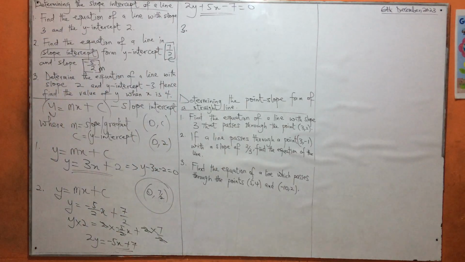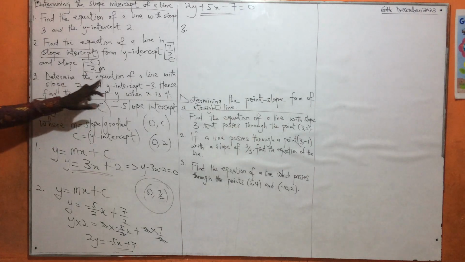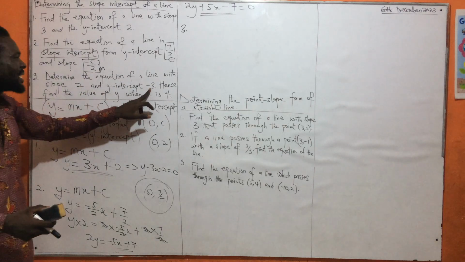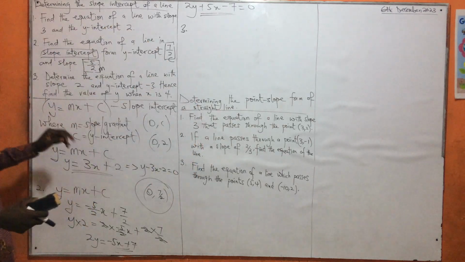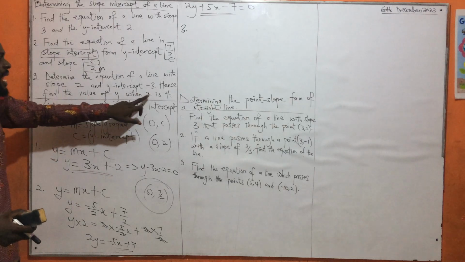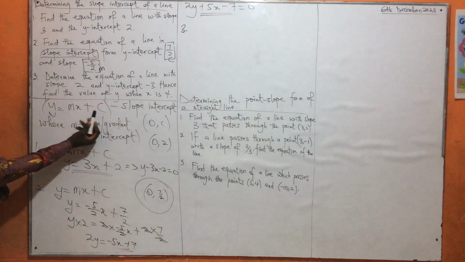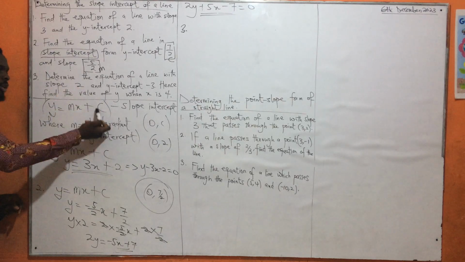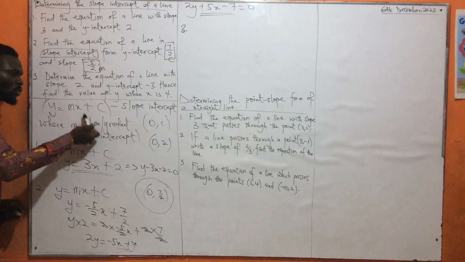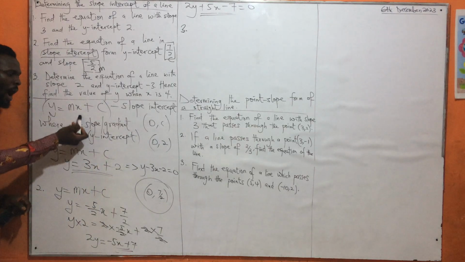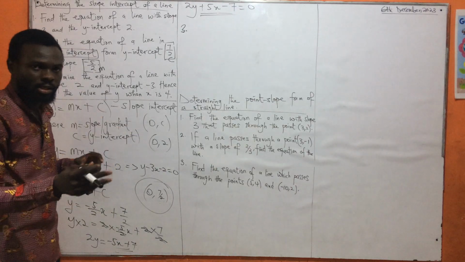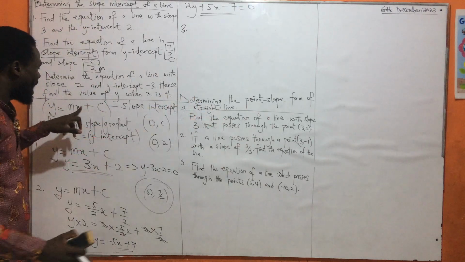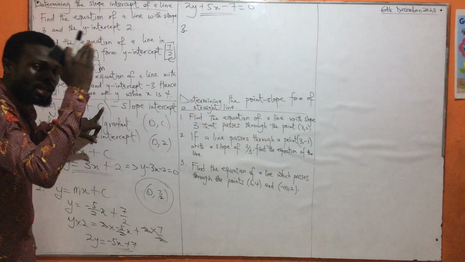Good. Now, let us look at number 3. Number 3 says: determine the equation of a line with slope 2 and y-intercept -3. Hence, find the value of y when x is 4. Now remember, we said that with the equation of a line in the form y equals mx plus c, the x and y are variables, which means they can change. But the m is the gradient or the slope, and the c is the y-intercept.